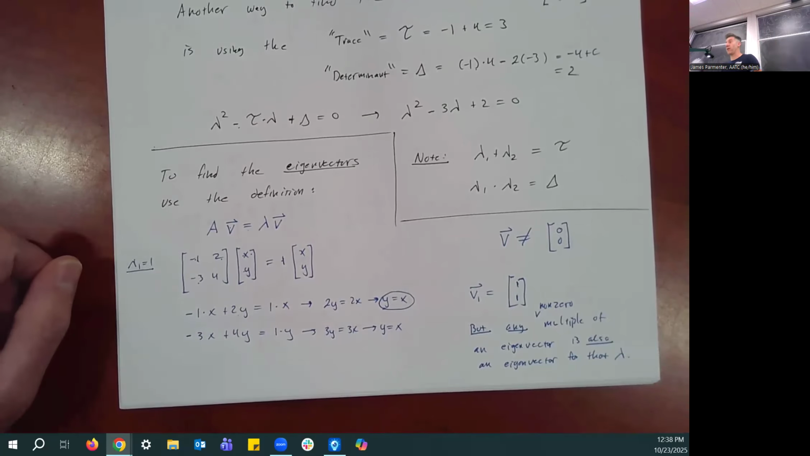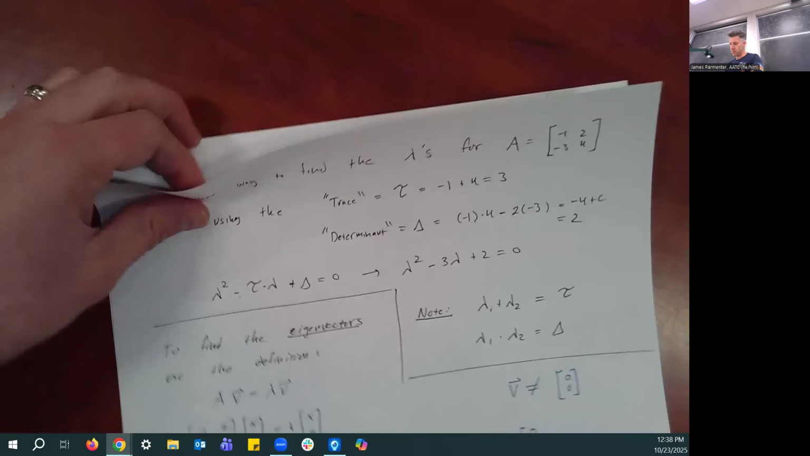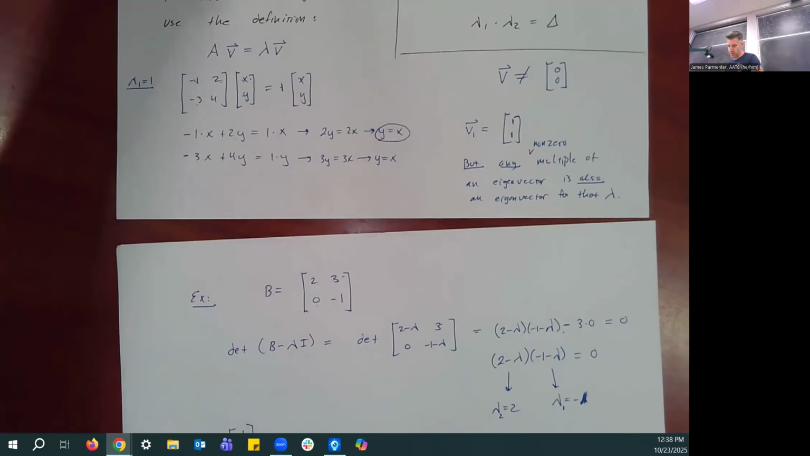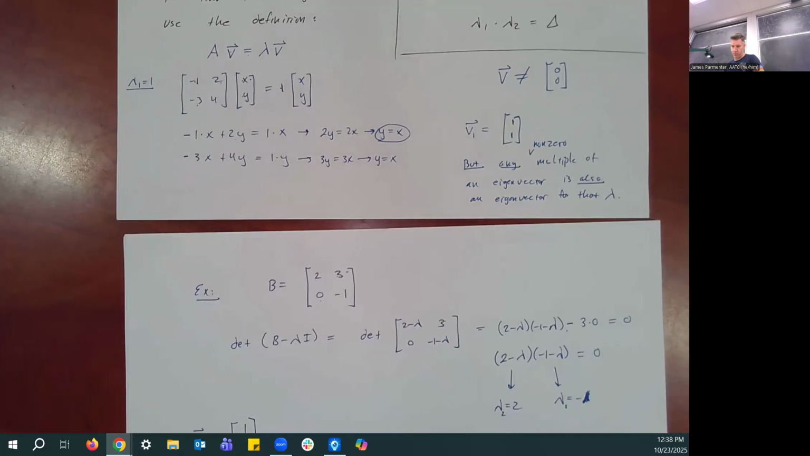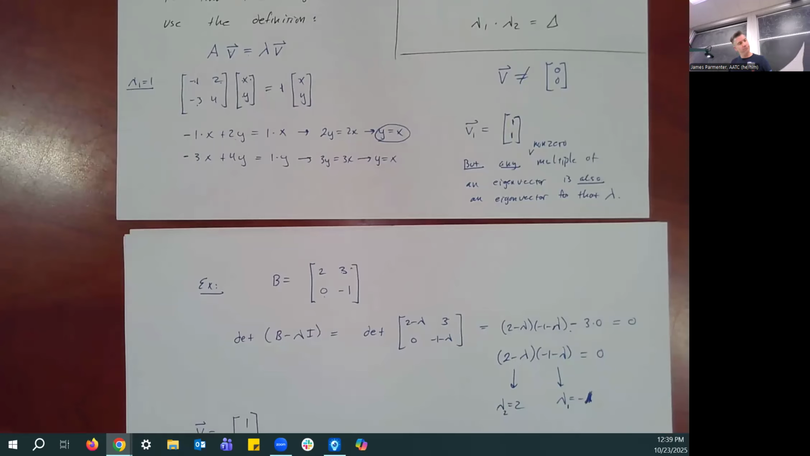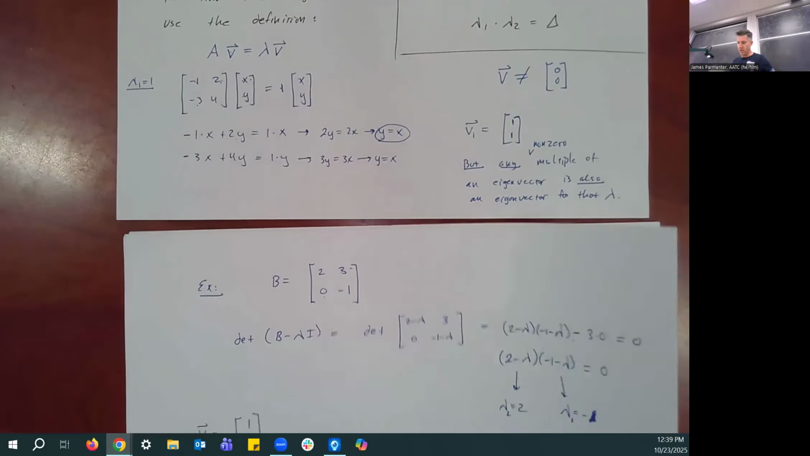Let's find the other eigenvector for the other eigenvalue. Oops, you're in the way. I guess you'll go over here. Sure. I'm trying to think of where I'm going to put this piece of paper later. I guess you can go in the middle here.